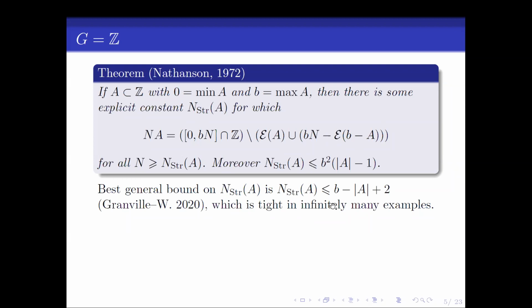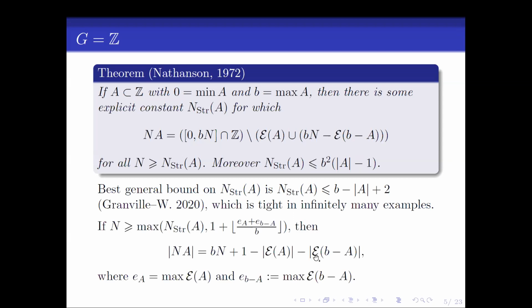Okay, so that's structure. What about size? Well, the same thing holds. If n is large enough so that this structure holds, and the two exceptional sets are disjoint, then we're going to be linear in size. The size of the sumset will grow linearly with n. So this is what's going on here. The size of the sumset is Bn plus 1, that's all the integer points in this range, minus the size of the two exceptional sets. Okay, and that certainly happens once n is large enough for structure to hold and for the two exceptional sets to be disjoint.